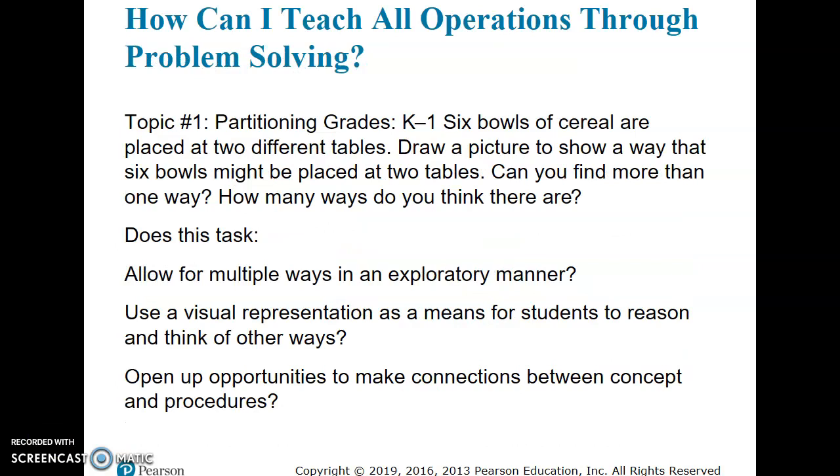Grades K through 1: 6 bowls of cereal are placed at 2 different tables. Draw a picture to show a way that 6 bowls might be placed at 2 tables. You can find more than one way. How many ways do you think there are?